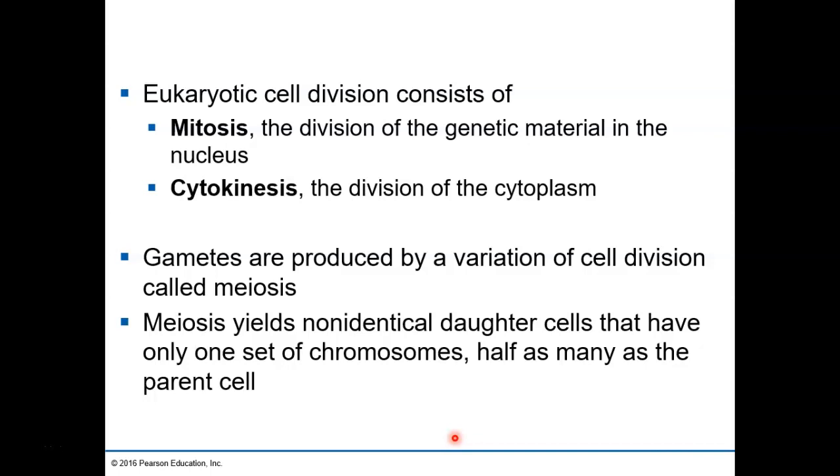Gametes, like I said, chapter 10, totally different process. It's a variation of cell division called meiosis. Those cells in meiosis are not identical, and they have half of the DNA, and we'll come back to that next week. So right now we're really focused on mitosis and cellular division that's going to create identical cells.